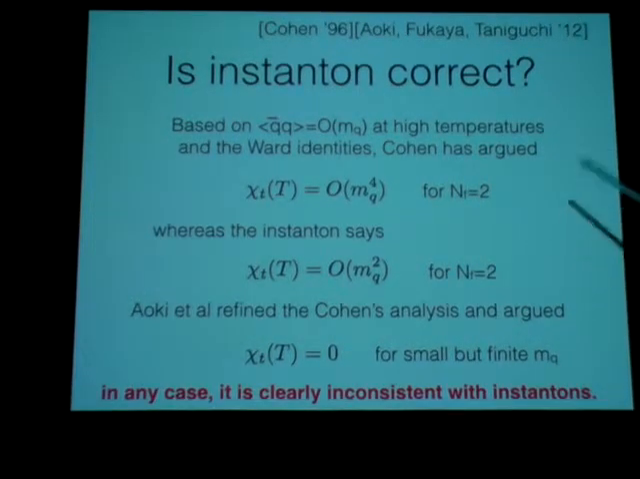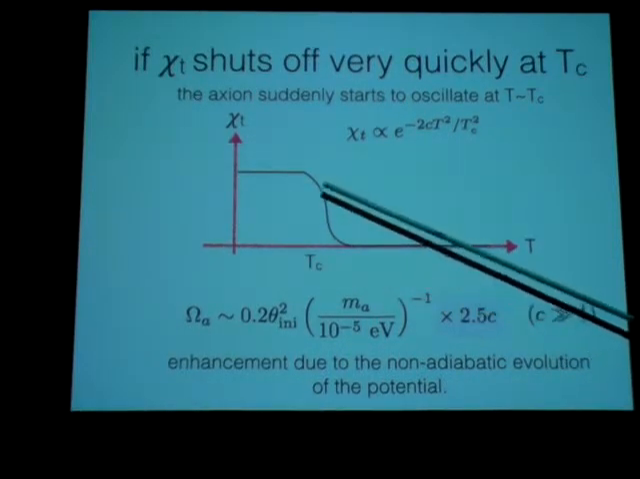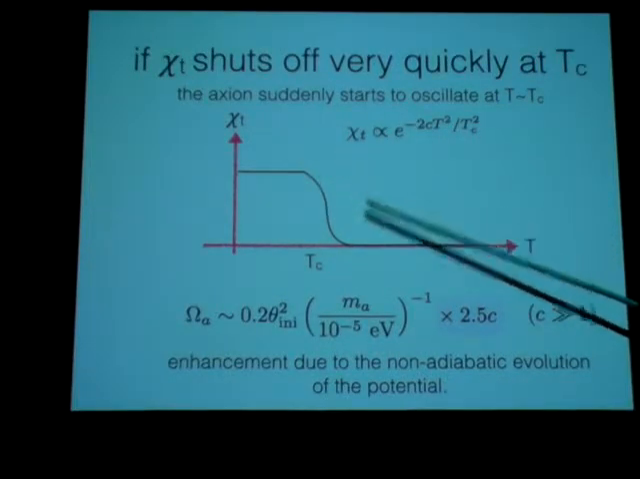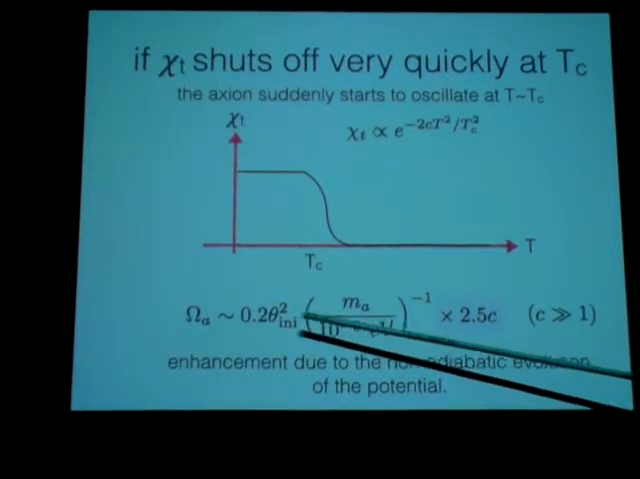We don't know if this is correct, but anyway, there are people who argue that instanton maybe just doesn't make sense. So I just did an experiment. People say that chi_t as a function of temperature is a power law, but if this is not a power law and it actually suddenly shuts down, what happens to the axion? It's actually very interesting.